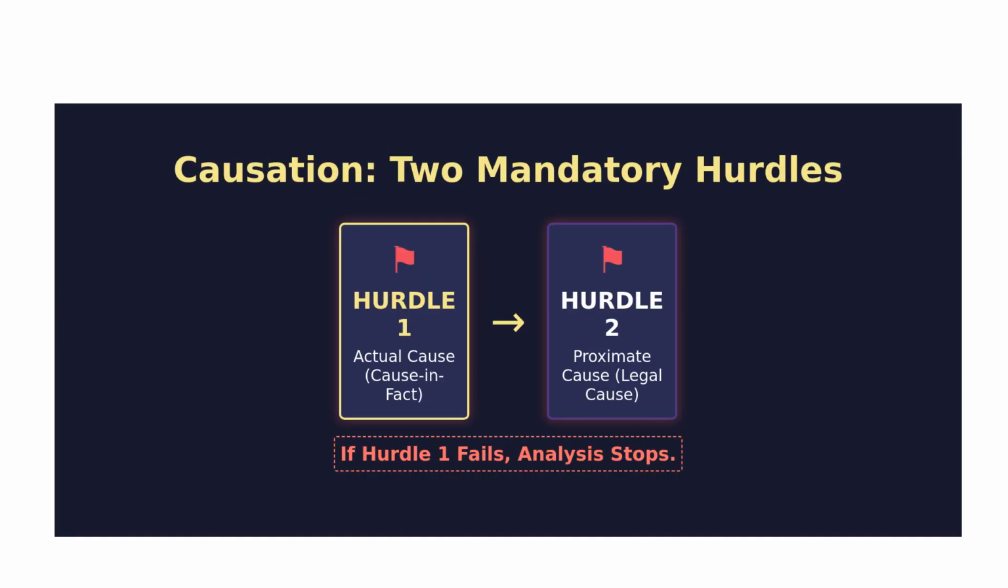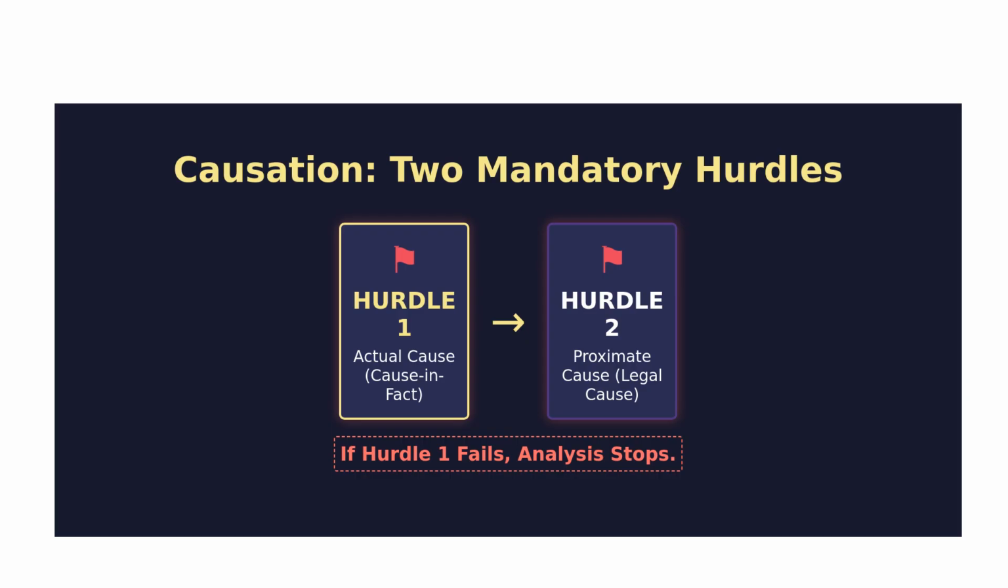As we established, causation is comprised of 2 distinct hurdles, actual cause and proximate cause. It is absolutely critical to understand that the plaintiff must clear both hurdles sequentially. Think of this process like navigating a mandatory 2-gate security checkpoint. The first gate is actual cause, often called cause in fact. The plaintiff must prove a direct factual link between the defendant's negligent act and the resulting injury.